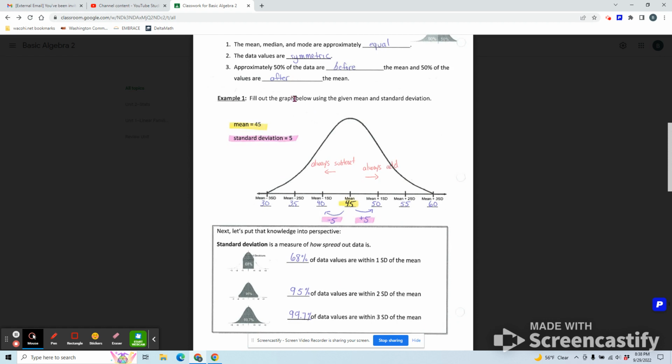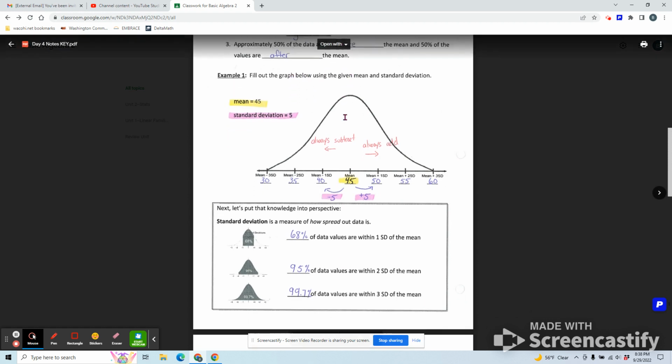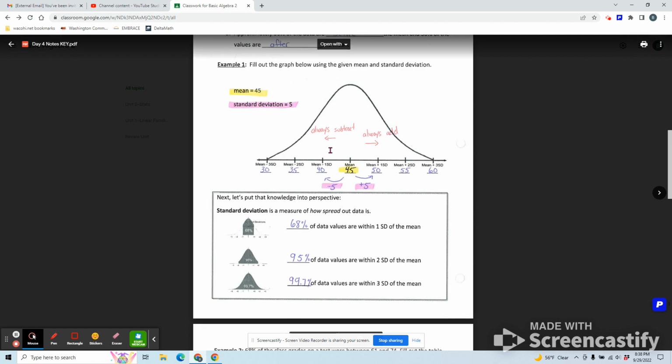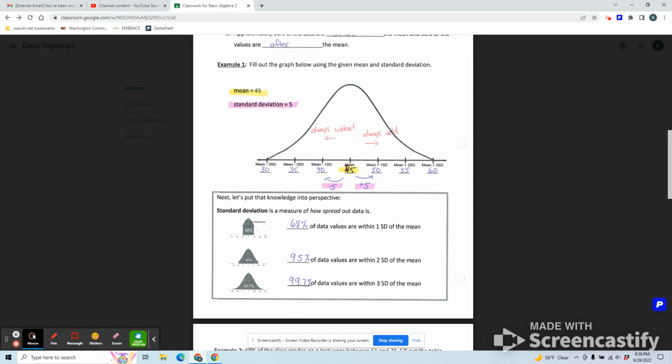So it says fill out the graph below using the given mean and standard deviations. So my mean is 45, my standard deviation is 5. So going to the right, I'm adding my standard deviation. Going to the left, I'm subtracting. And just like yesterday, the graphs that I'm giving you are going to have this information: mean minus 3 SD, mean minus 2 SD, mean minus 1 SD, mean plus 1 or plus 2. So that information is going to be there. You just have to make sure you read it and understand what it means.